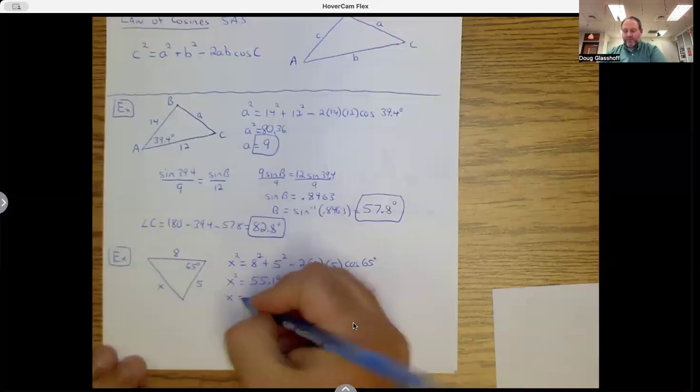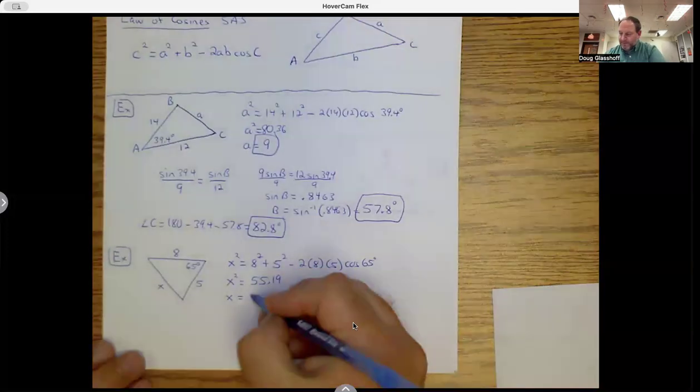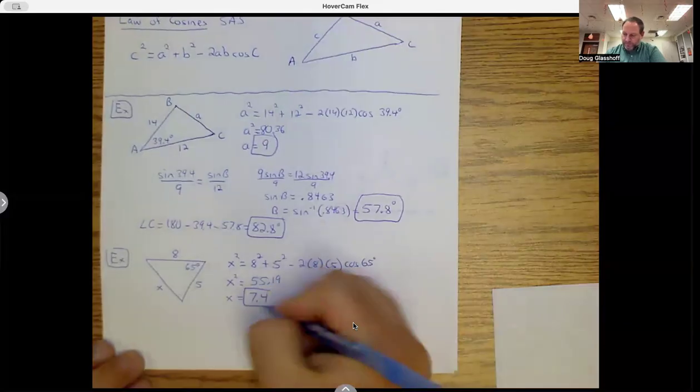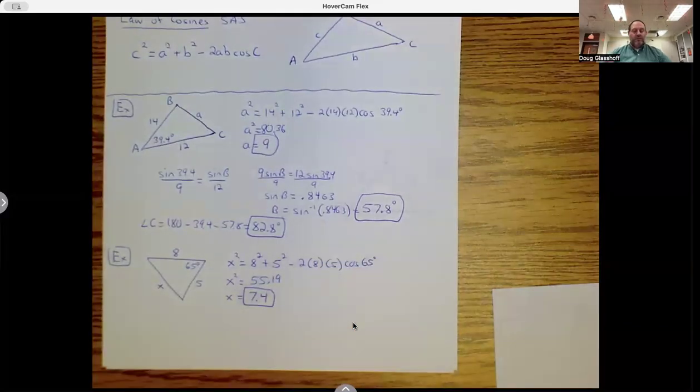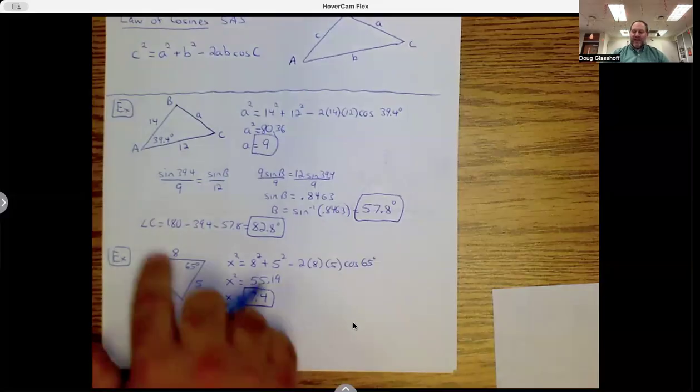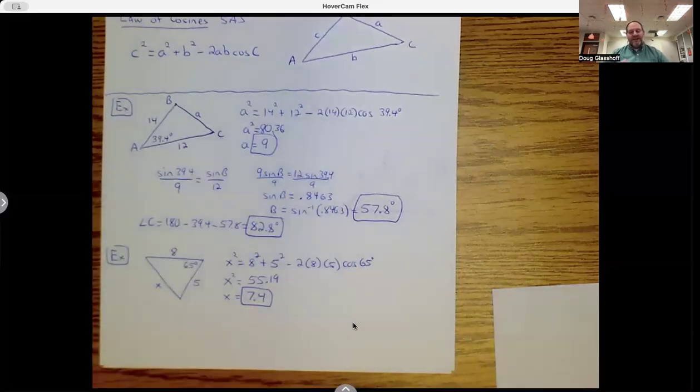Then remember, just like Pythagorean theorem, we have to take the square root of that. I got about 7.4. Okay, so 7.4, that would be the length of that side. Again, I could find the angles from there like I did up there. But again, sometimes they might just ask you to find one missing side. So there's an example using law of cosines.